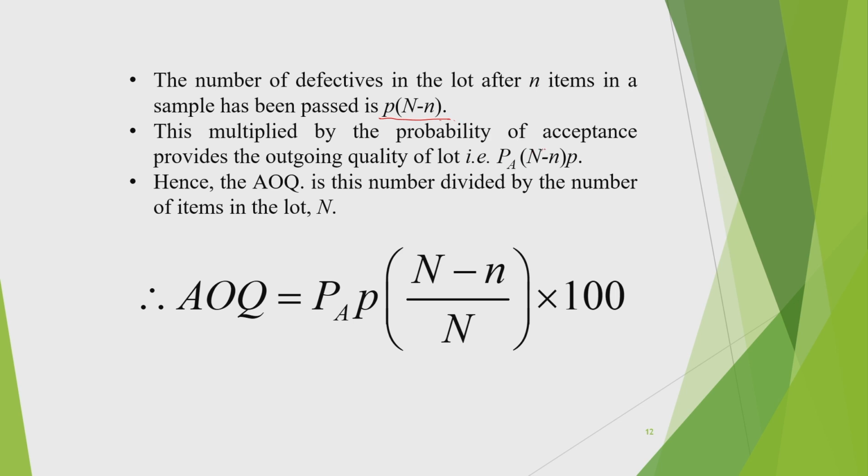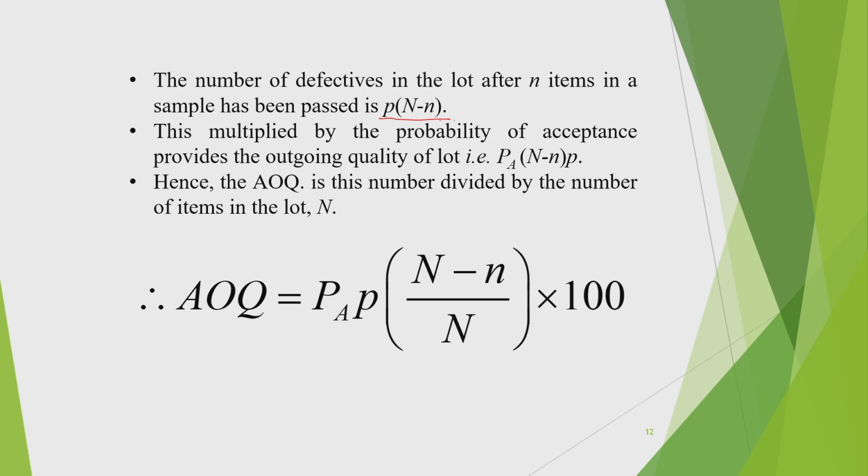This is multiplied by the probability of acceptance. It provides the outgoing quality of a lot. That means mathematical expectation, because quantity multiplied by probability. So Pa into p(N minus n). Hence the AOQ is this number divided by the number of items in the lot N. So average outgoing quality is Pa into p(N minus n) divided by N, in fractional form, multiplied by 100. So it will be in percentage AOQ.